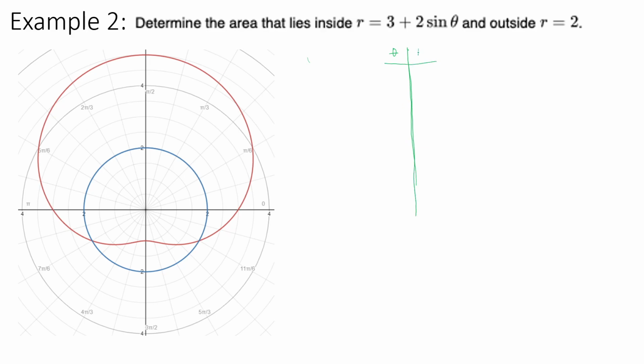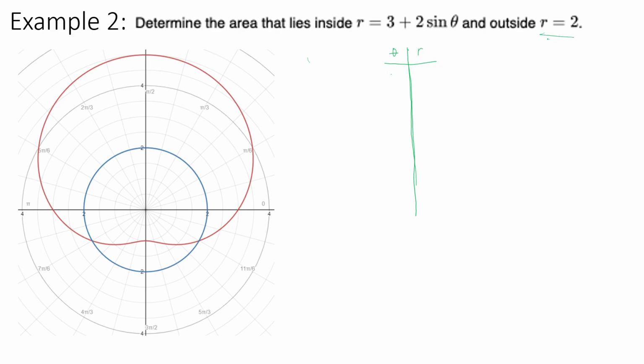So two tables pertaining to this one, and r equals 2. Meaning r is equal to 2 regardless of which angle it is, it's still 2, right? So you don't have any theta in the equation. So let's just have this one. Now this one, 3 plus 2 sine theta.